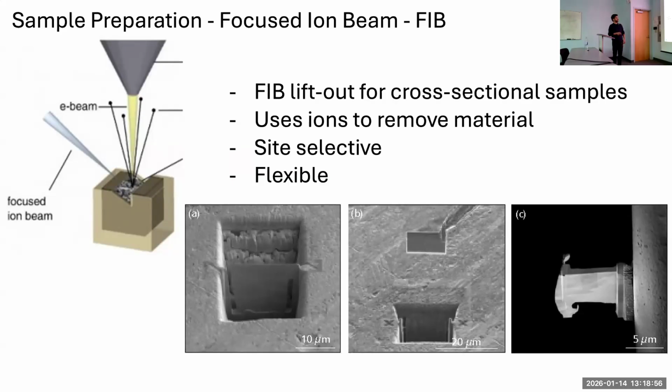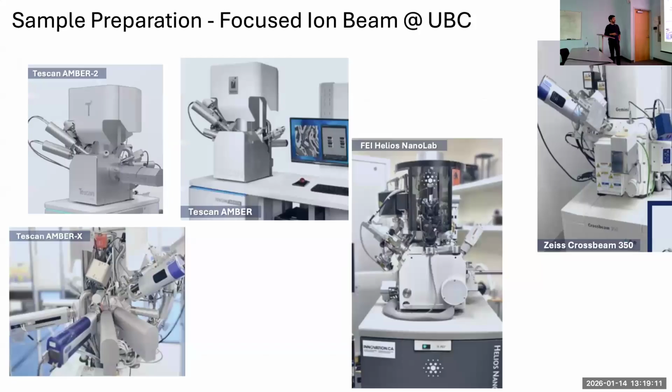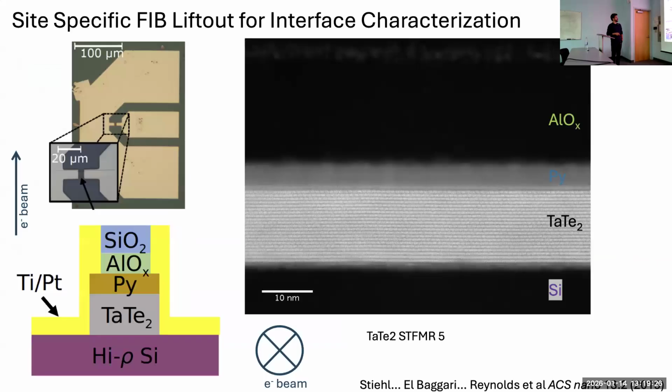This method is nice because it's site selective. You can find a specific region of your sample, say there's a grain boundary that you want to look at or some sort of interesting feature. You can go right there and lift it off. It's flexible and it can be applied to a variety of materials. And you can find different focus ion beam columns throughout UBC. I'm just highlighting some of these, and we'll try to have this information out soon, so that you can have a sense of where to prepare samples using focus ion beams.